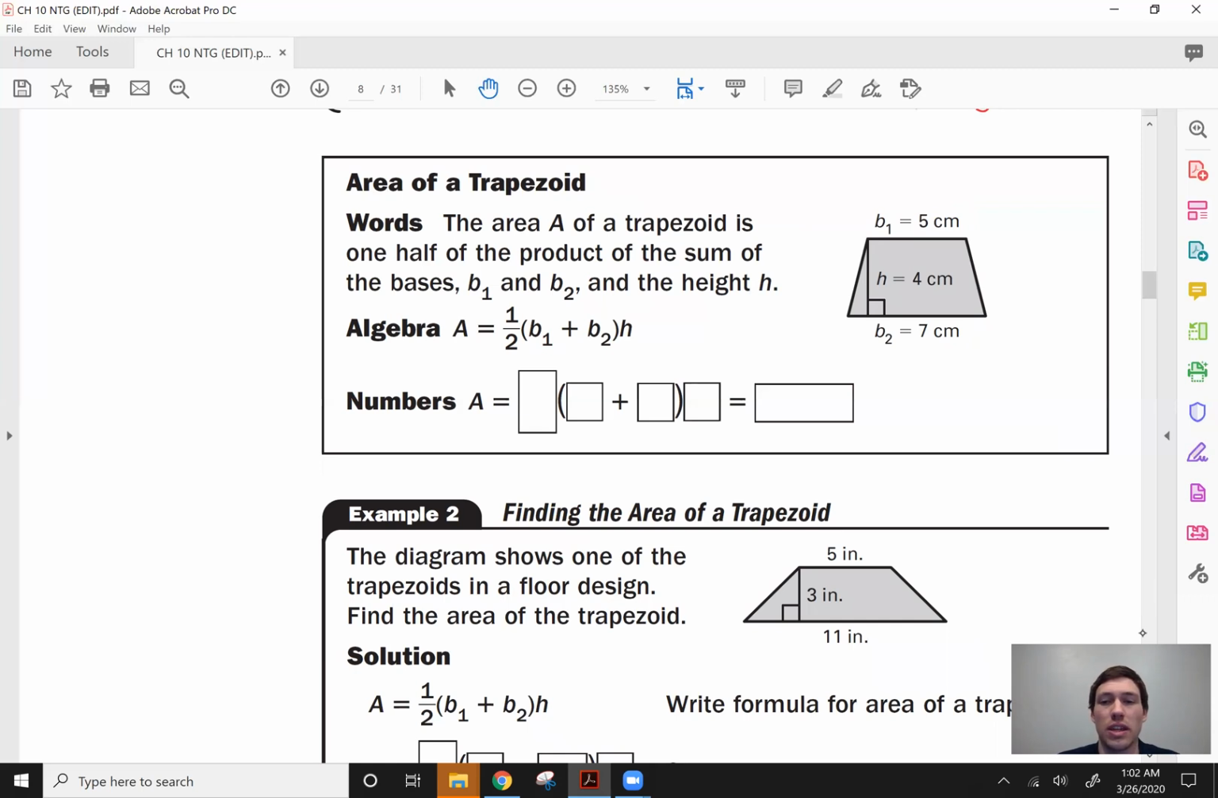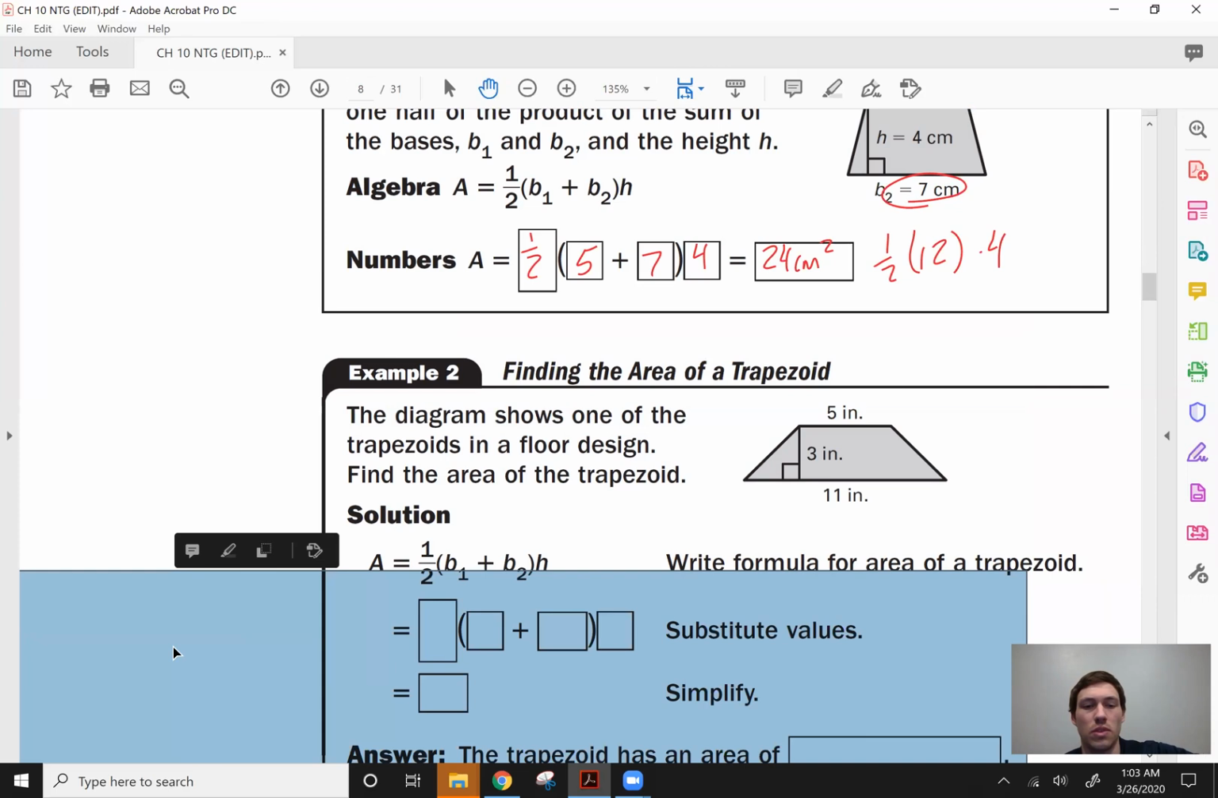So what that looks like in this case, area is 1/2, base 1, again, is 5, plus base 2 is 7, remember, these are never bases, times the height, which is 4. And then we put that all together. So that's 1/2, and we have to do what's inside the parentheses first. So 5 plus 7 is 12, times 4. So half of 12 is 6. 6 times 4 is 24 centimeters squared.